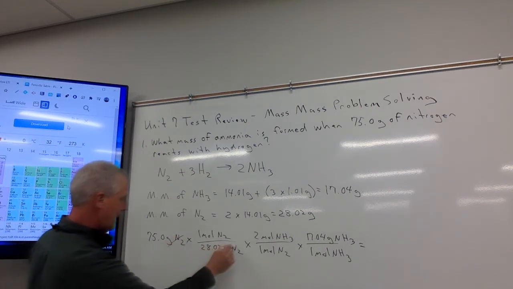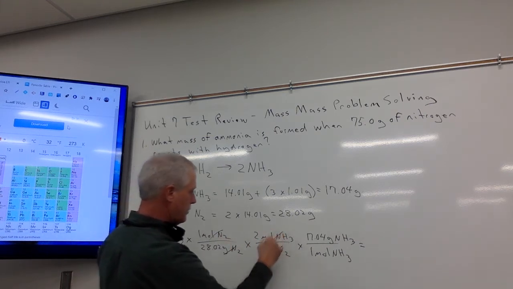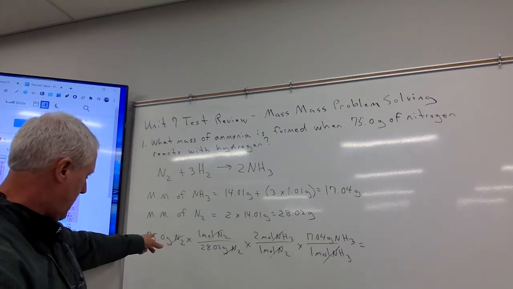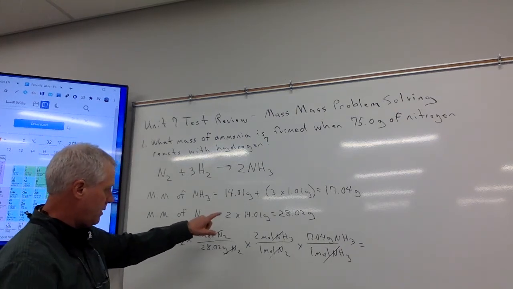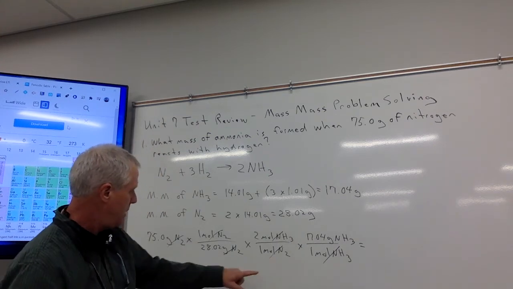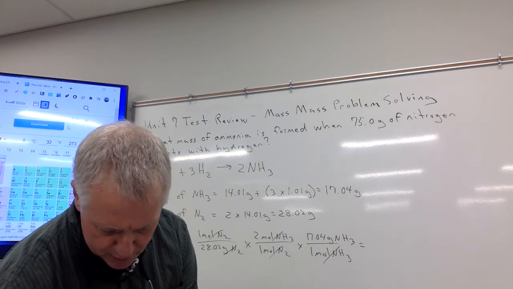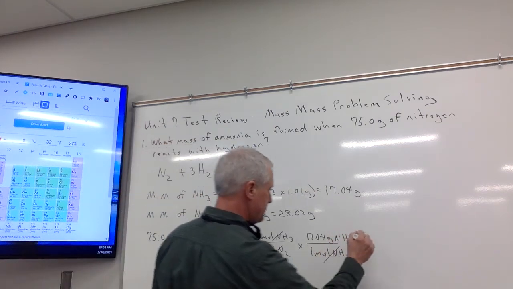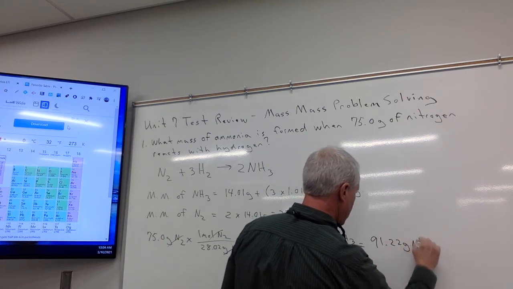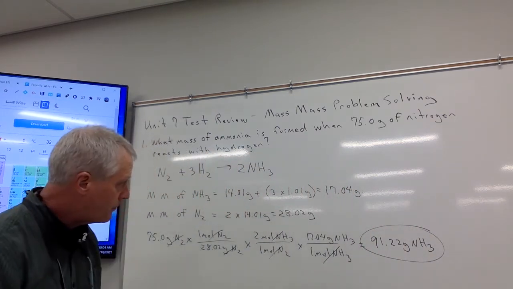Grams of nitrogen cancel, moles of nitrogen cancel, and then moles of ammonia cancel. Now, as we multiply our numerator, 75 times 1 times 2 times 17.04, and then divide by our denominators, which would be divided by 28, the solution is 91.22 grams of NH3. And voila, there we go.